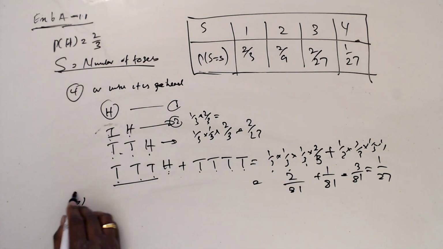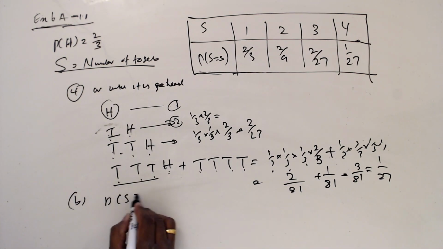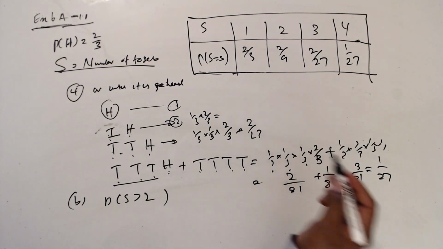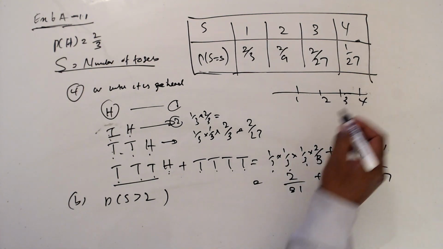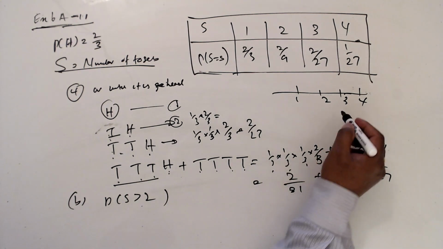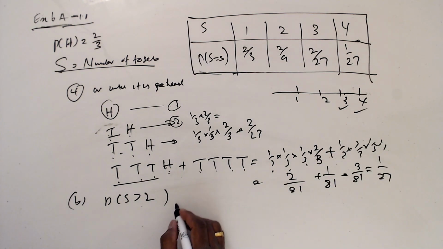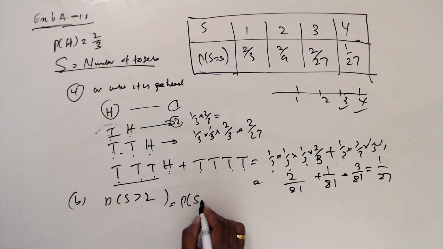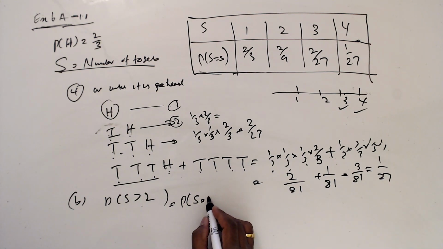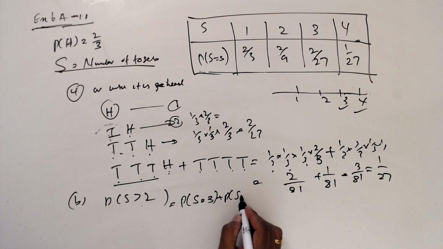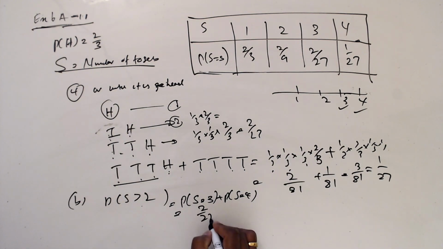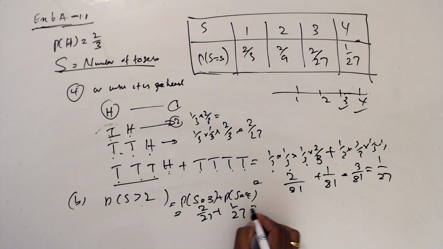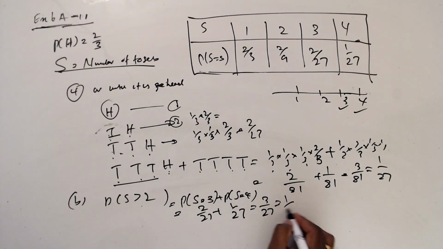Part B, probability of S greater than 2. S can be 1, 2, 3 and 4. S greater than 2 means we need 3 and 4. So this is probability S equal 3 plus probability S equal 4. That is 2 out of 27 plus 1 out of 27. 3 out of 27 is 1 out of 9.